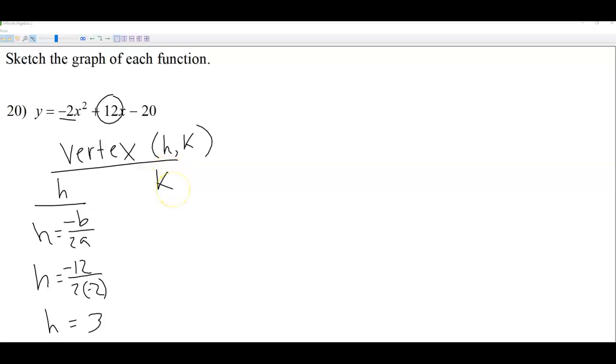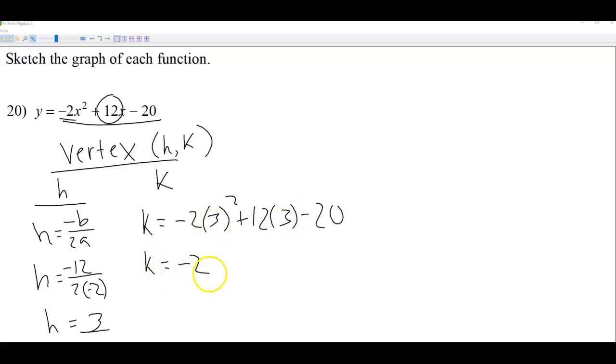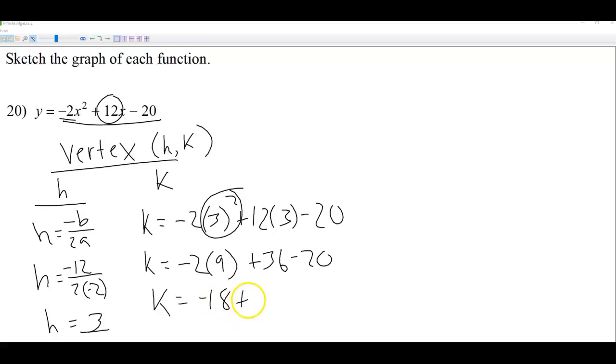The next thing we want to do is find our k. To find your k value, what you're going to do is plug 3 into the original problem. Now in this step, you got to remember your order of operations. You're going to do the exponents first. Then you're going to do your multiplication. And I end up getting k equals negative 2. So my vertex then, h, k, is the coordinates 3, negative 2.